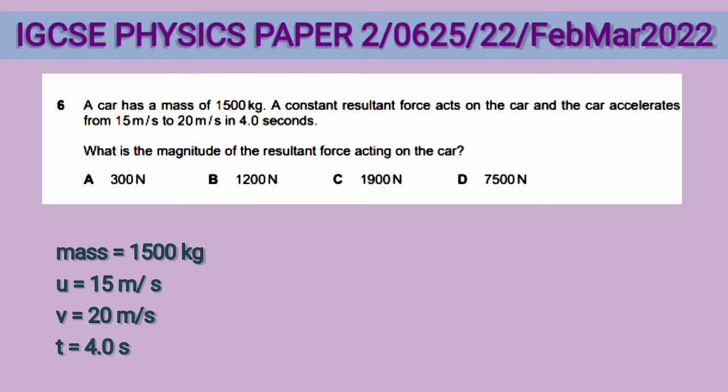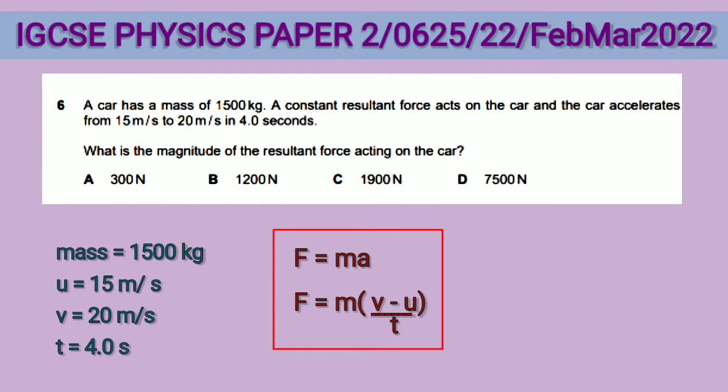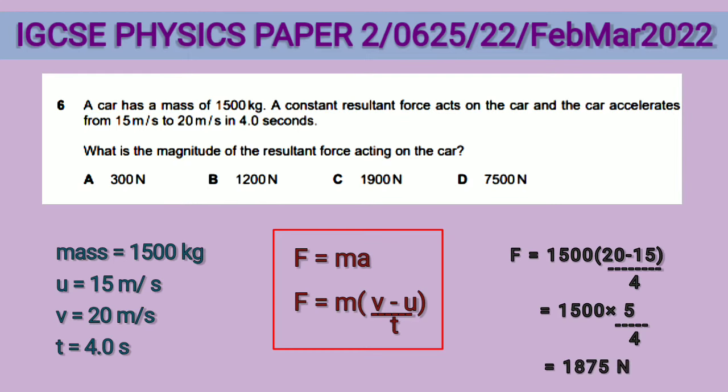We know force is equal to mass into acceleration. But acceleration is final velocity minus initial velocity upon time. That is v minus u upon t. So we will substitute in the formula and we will substitute all the values. We get force is equal to 1875 newtons. So option C, 1900 Newton force, is the correct answer because that is the closest to this figure.